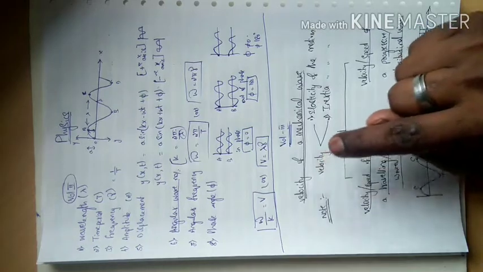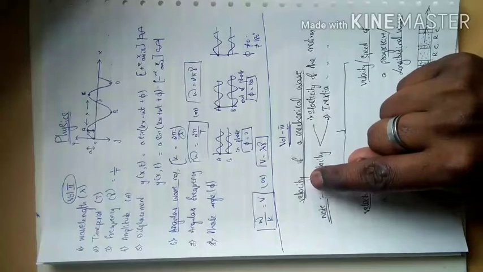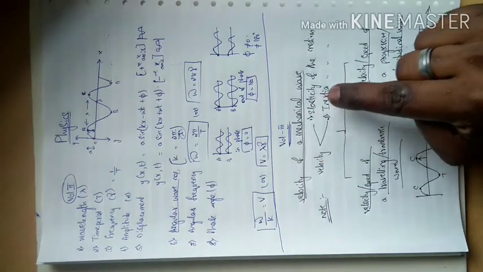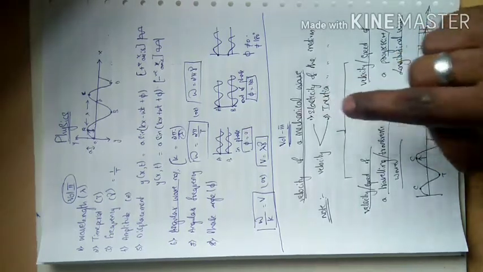Today's class we are going to see a very important topic, that is the velocity of a mechanical wave. This velocity of a wave depends mainly upon two things. One is called elasticity and the second is called inertia. These are the two parameters it depends upon.